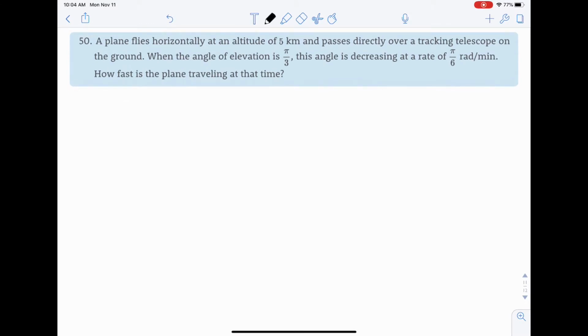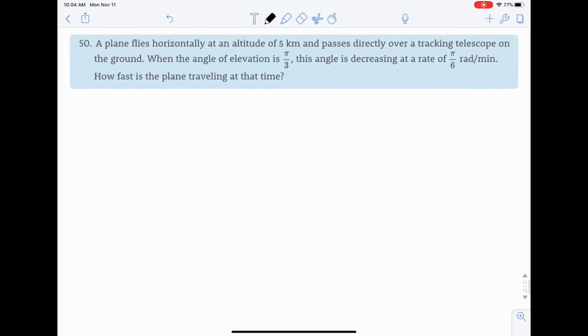So I'm going to be explaining question 50 from the homework. Let's go ahead and start reading this. It says, a plane flies horizontally at an altitude of 5 kilometers and passes directly over a tracking telescope on the ground. When the angle of elevation is pi over 3, this angle is decreasing at a rate of pi over 6 radians per minute. How fast is the plane traveling at that time?